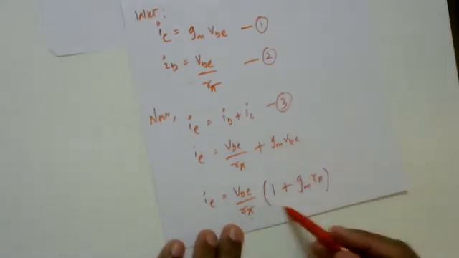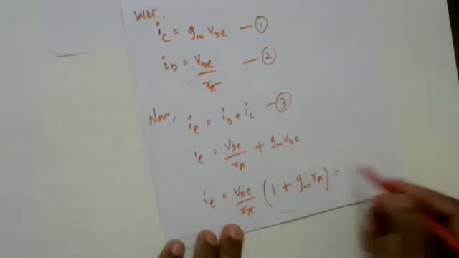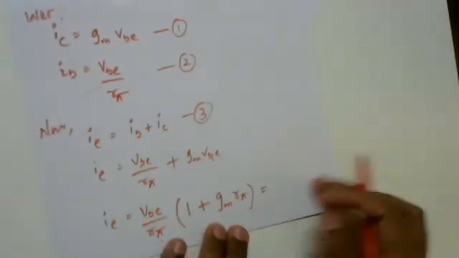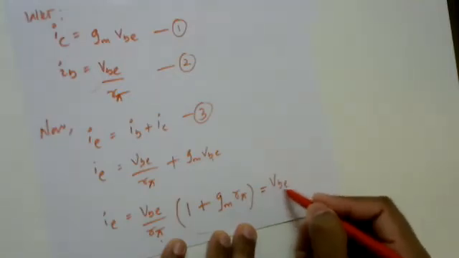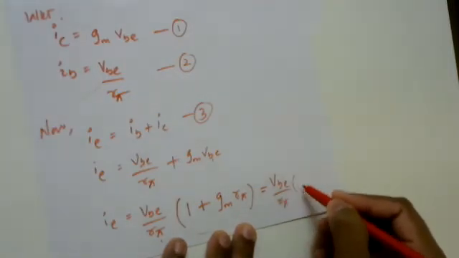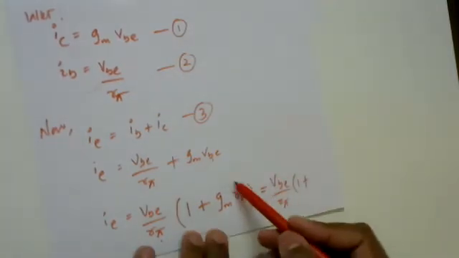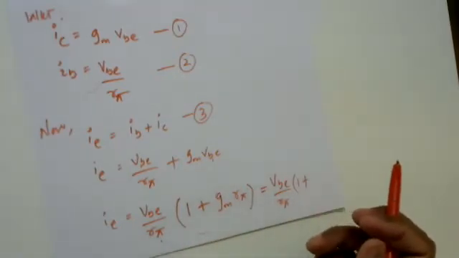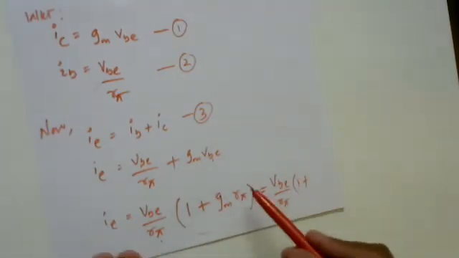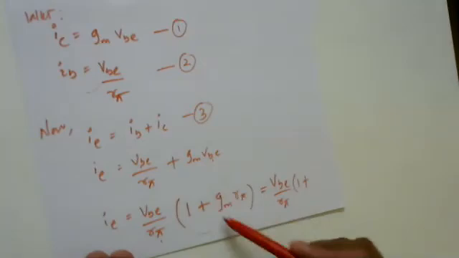So now, once I get this equation, how can I write this? For reference, I'll write that step here itself because I want this equation. So I can write this as VBE by R pi into 1 plus, what is this? GM into R pi. Yes, please answer in the group chat. What is this GM into R pi?